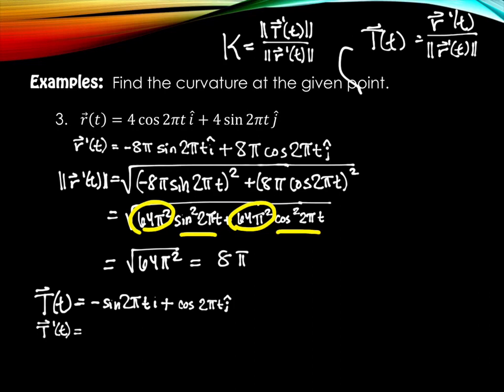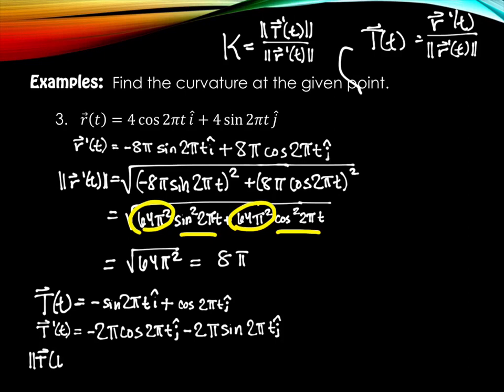So what's the derivative of negative sine 2 pi t i? Negative 2 pi cosine 2 pi t i. Good. And then what's the next piece? Negative 2 pi sine 2 pi t j. It's like a tongue twister. Okay, there's the derivative. And then we're going to find the magnitude of that.